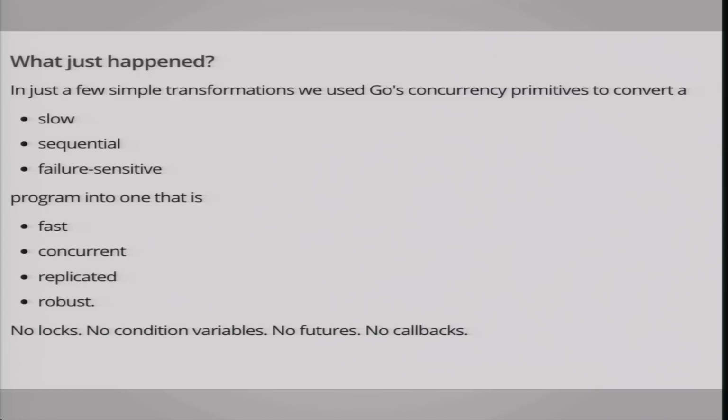So what just happened? We took a slow, sequential, failure-sensitive implementation of search, and with fairly straightforward transformations, made it fast, parallel, concurrent, replicated, and robust. No locks, no condition variables, no futures, and no callbacks. Now, obviously, we're using channels, and we're using select and go, but that's built into the language for exactly this reason. We believe these are the concurrency primitives that let you compose programs that do real work real well.